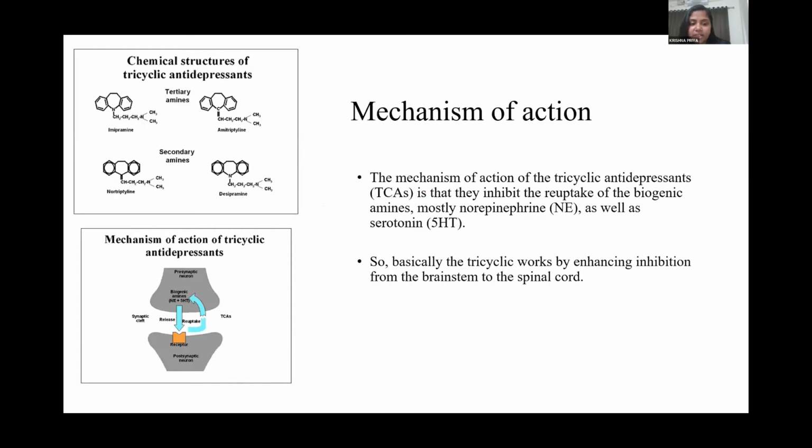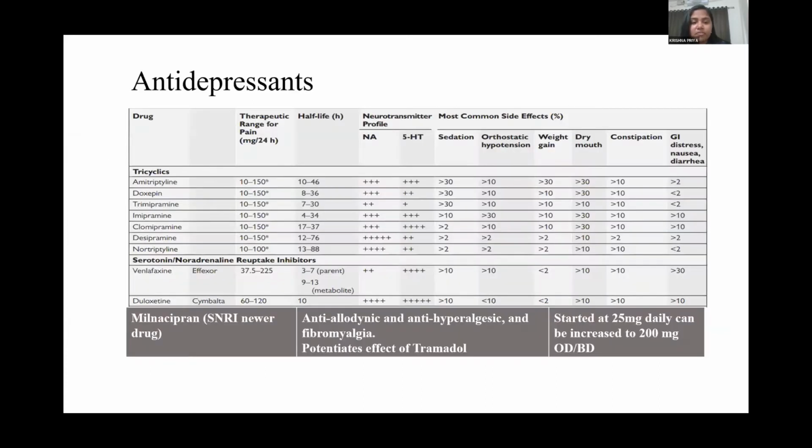In detail, the mechanism of action of tricyclic antidepressants is that they inhibit the reuptake of biogenic amines, mainly norepinephrine and serotonin. So basically, tricyclic antidepressants work by enhancing the inhibition from the brainstem to the spinal cord. These are some of the antidepressants that we use. The most commonly used tricyclic antidepressant is amitriptyline. The therapeutic range for pain is 10 to 150 milligrams, and it has an effect on norepinephrine and serotonin. The most common side effects are sedation, orthostatic hypotension, weight gain, dry mouth, and constipation.